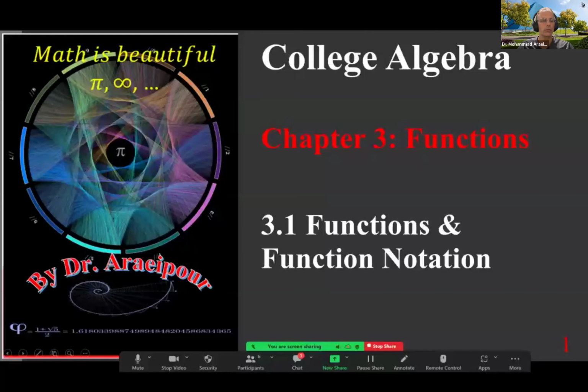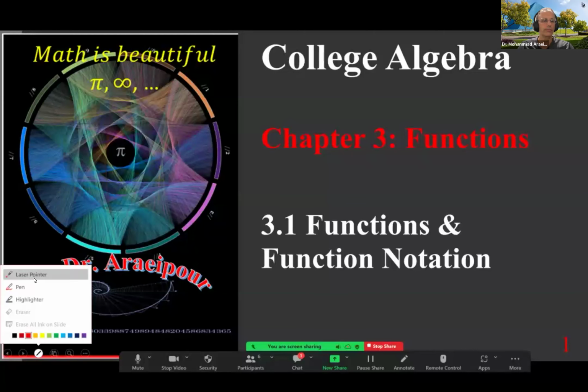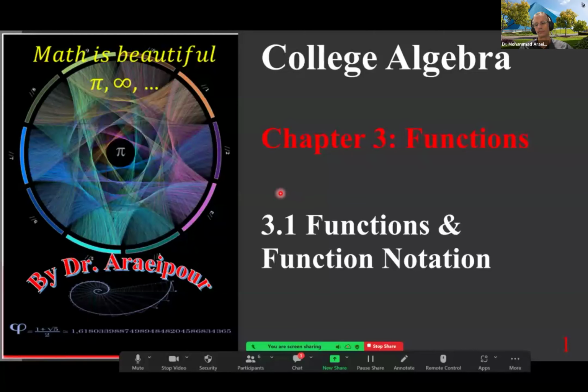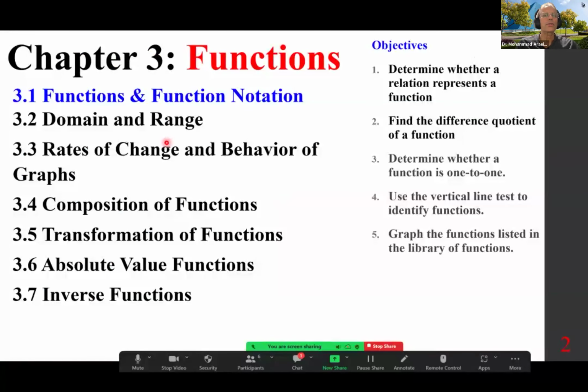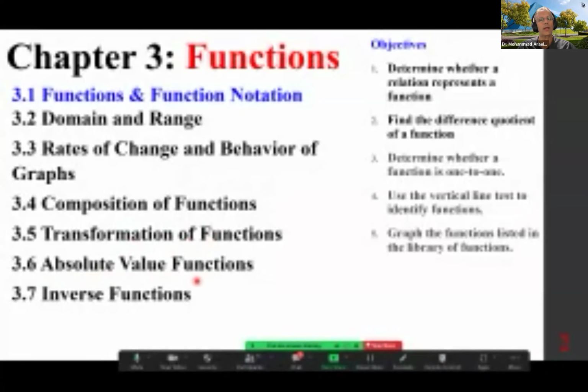Good evening, class. Here's chapter 3, functions, section 3.1, functions and function notation. So in this chapter, we are going to look at section 3.1, functions and function notation, 3.2, domain and range, 3.3, rates of change and behavior of graphs, 3.4, composition of functions, 3.5, transformation of functions, 3.6, absolute value functions, 3.7, inverse functions. Here's the objectives for this first section, 3.1.